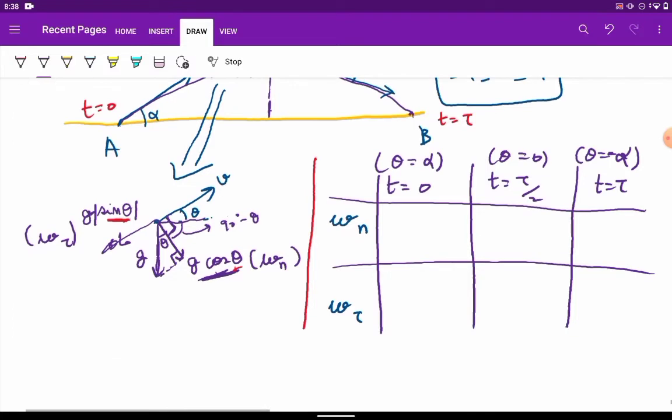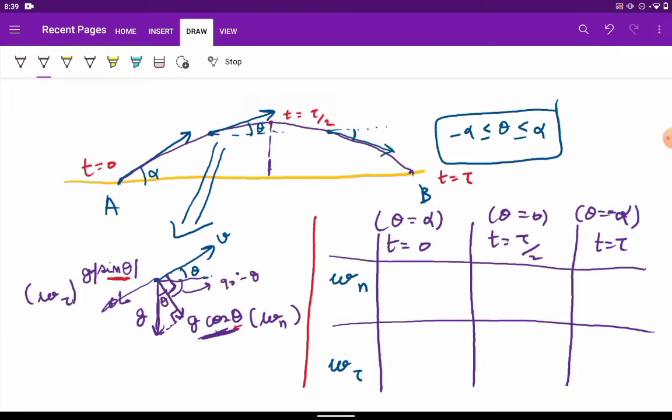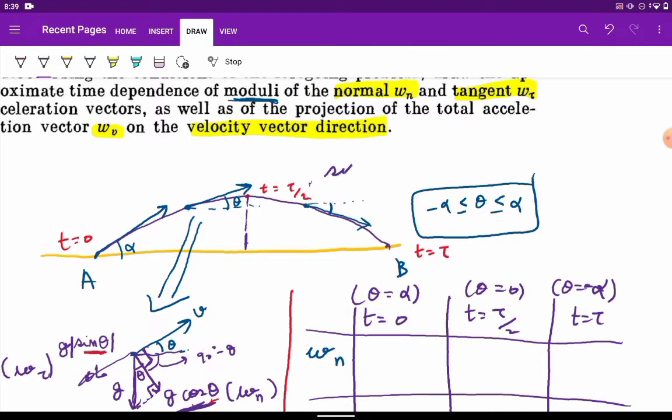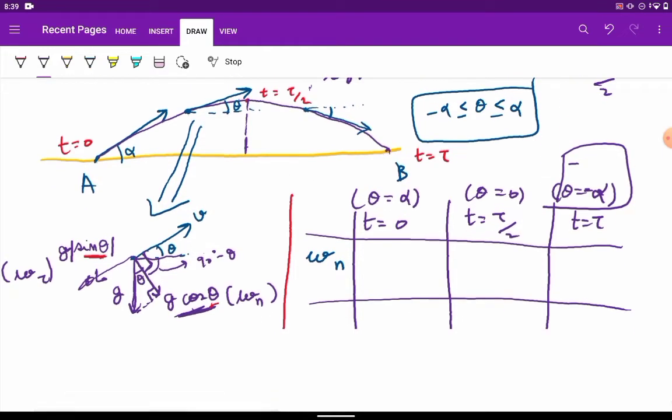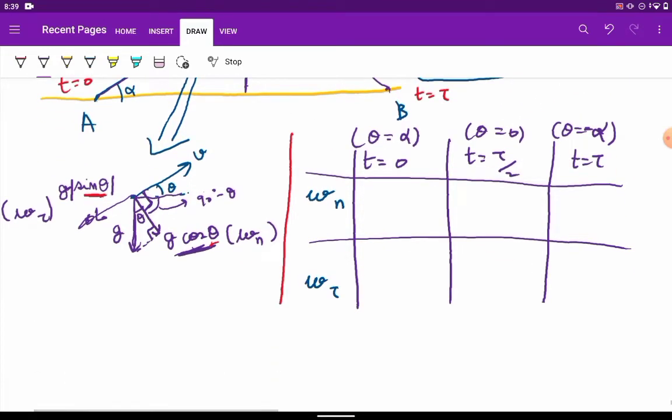Now if we consider the accelerations, g cos theta and g cos minus theta will give you the same value. Similarly, g mod sin theta and g mod sin minus theta will give you the same value. So it will be symmetrical about t equal to tau by 2. This is an important property, right? Okay, let's find out the critical values.